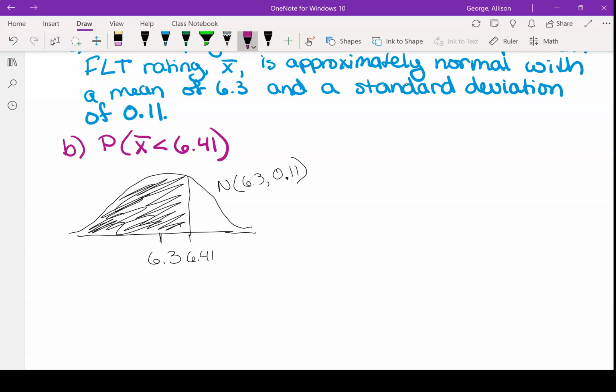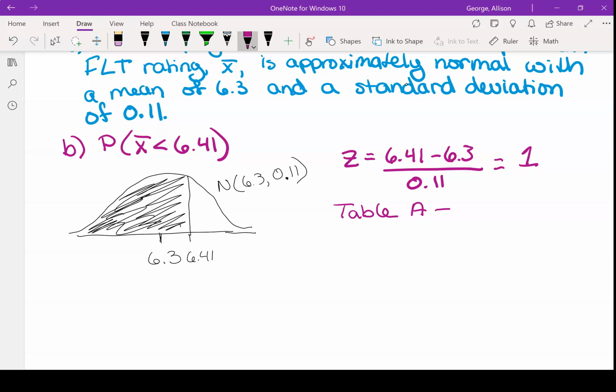Now next part, we need to do our z-score. So it's going to be 6.41 minus 6.3 over our standard deviation. That is going to give us positive 1 as our z-score. And when you go to table A, a z-score of 1 is going to give you 0.8413. So our probability statement would be the probability of x bar is less than 6.41 equals 0.8413.